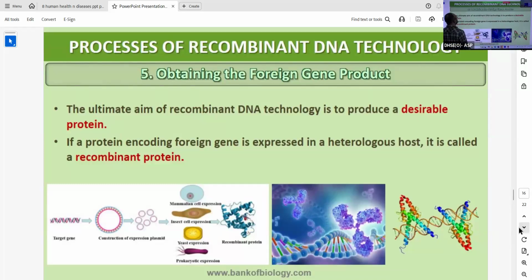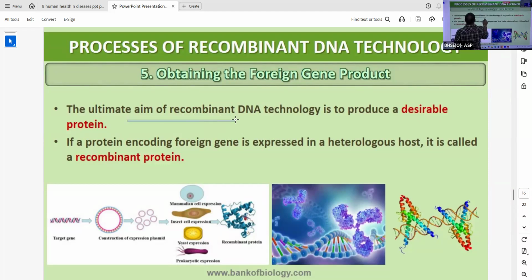Fine. After that, obtaining the foreign gene product. Now when you say foreign gene product, what do you mean by this? Once the process is completed, that is, the recombinant DNA is formed and has been introduced into the host, the host now manufactures or utilizes that particular gene to manufacture something. Okay? See the same thing here.